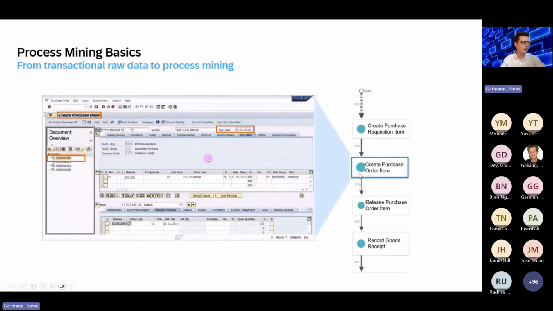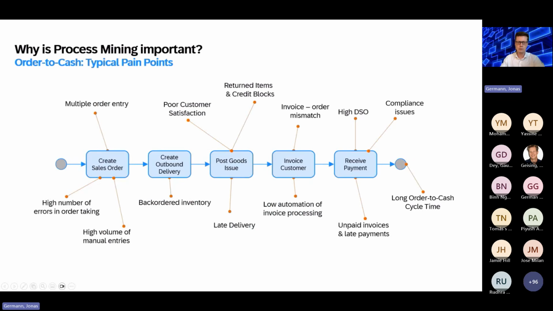And you need, for every event, create purchase order item, release purchase order item, these 3 data, maybe more, for process mining. When you have, for every event, the data in the right area, so from beginning to the end, every process has a start and an end, then you can analyze this, and now we are talking about process mining.